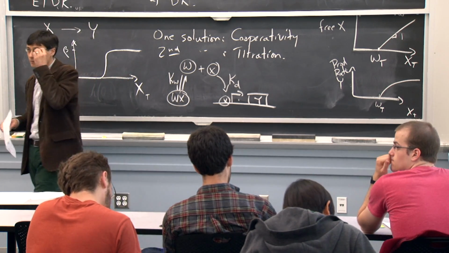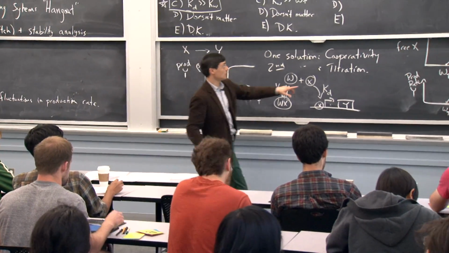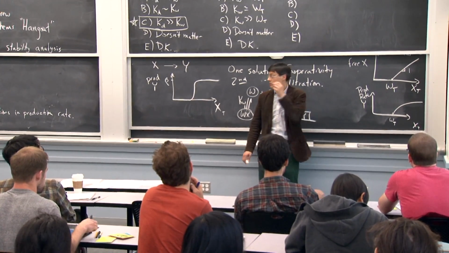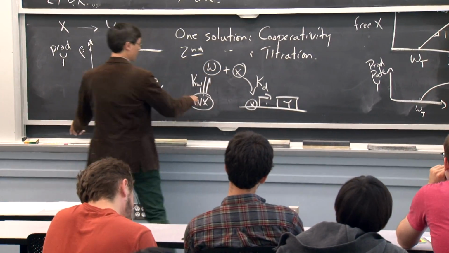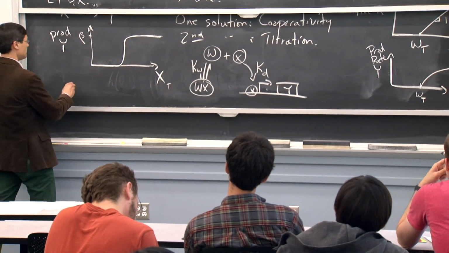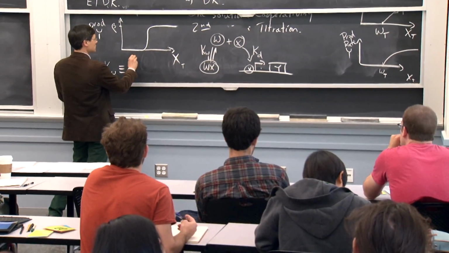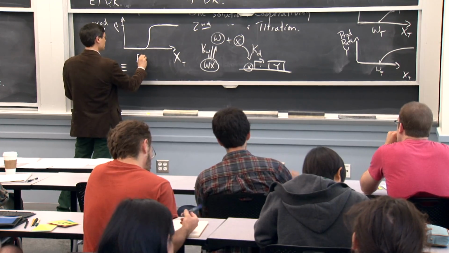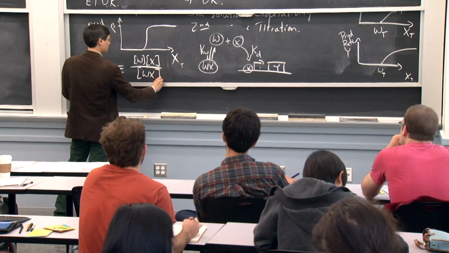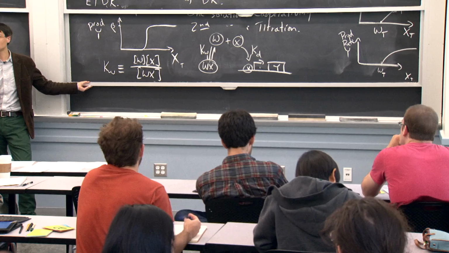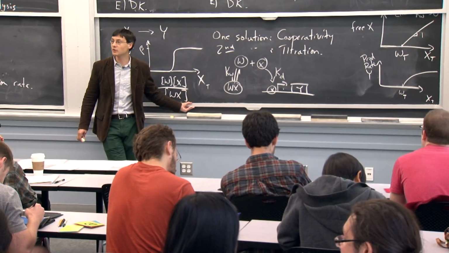What's the direction of KW in this situation? Well, the definition of KW is that KW equals the concentration of W times the concentration of X divided by the concentration of WX. It has units of concentration. Oh, so that's a big K. Yeah. Okay, any other questions about this?